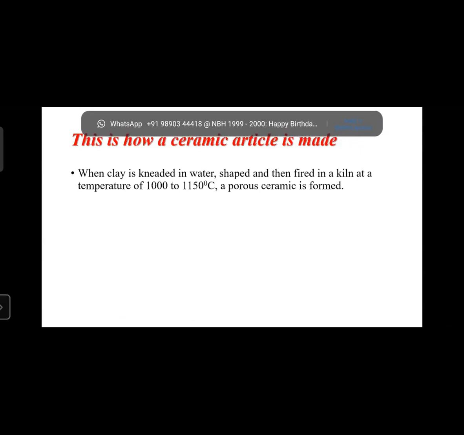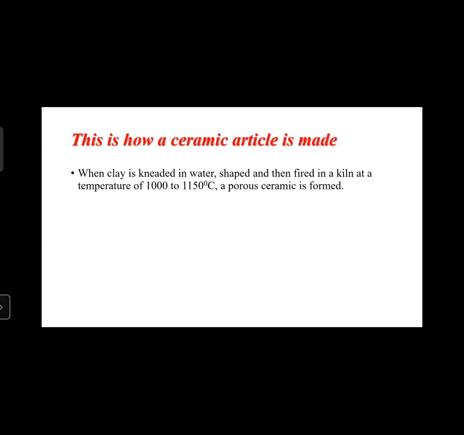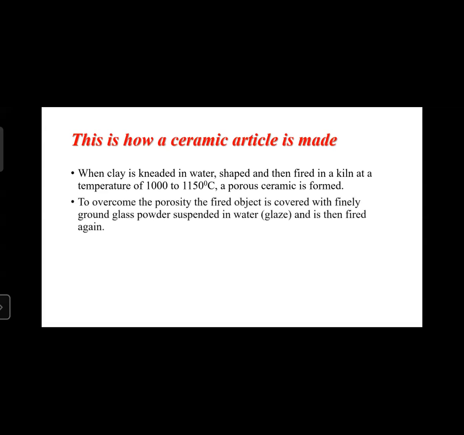When clay is kneaded in water, shaped, and then fired in a kiln at a temperature of 1000 to 1150 degrees Celsius, a porous ceramic is formed. To overcome the porosity, the fired object is covered with finely ground glass powder suspended in water, that is glaze, and is then fired again. As a result, the surface of the ceramic becomes shiny and its porosity disappears.